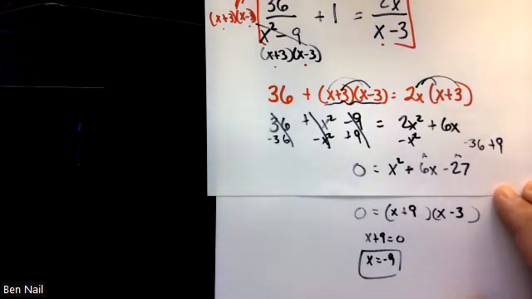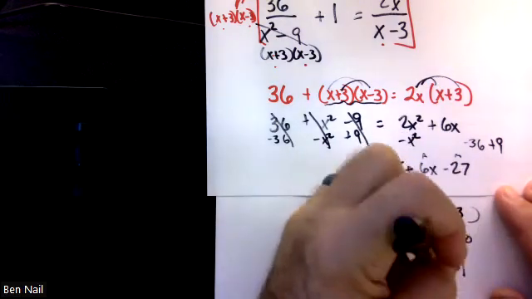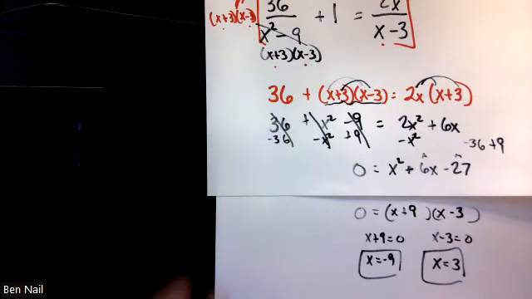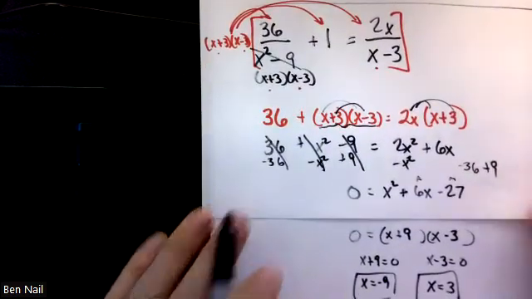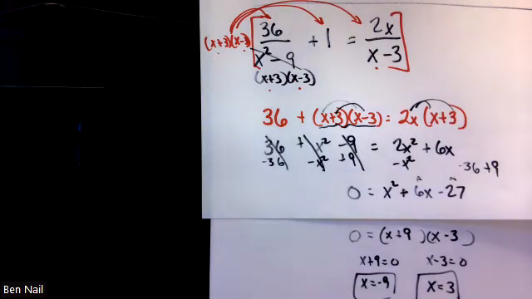X could be negative 9, or x could be positive 3. So that was our original problem. These are our potential solutions. Again, what do we have to look for? Make sure we don't have something that causes division by 0.